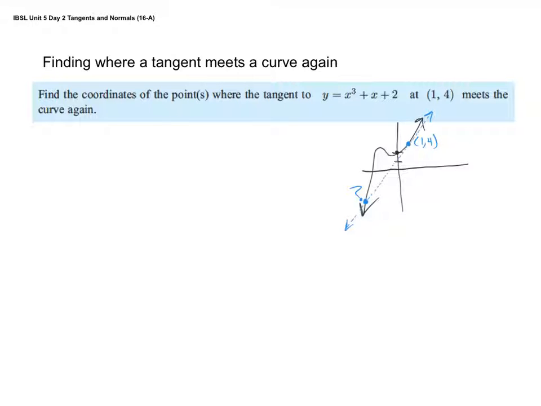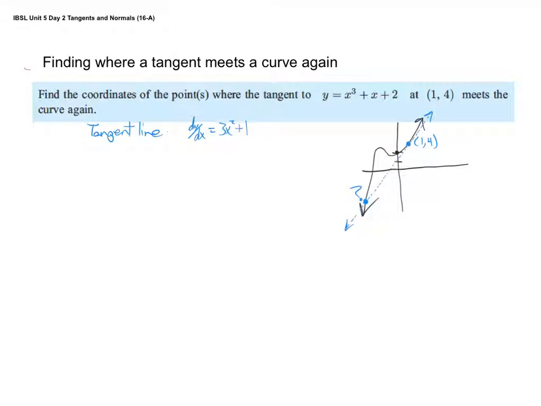Okay? So, let's do that first. Alright, the tangent line. Okay? dy dx, this is a polynomial, so that's easy. 3x squared plus 1. I already know the point of contact. It's 1, 4. We were given that, so that's kind of nice.